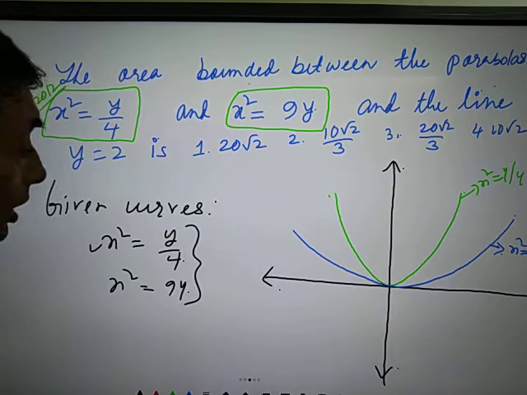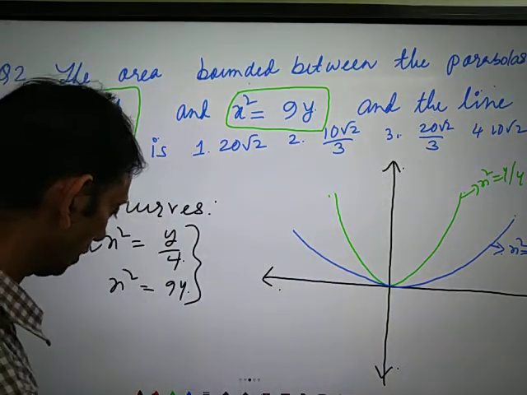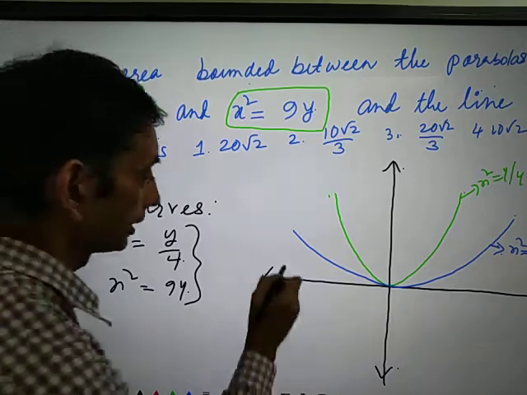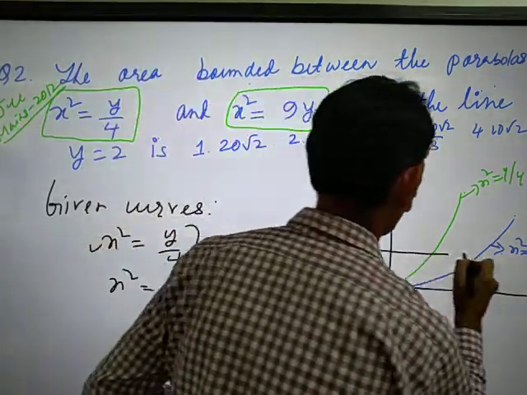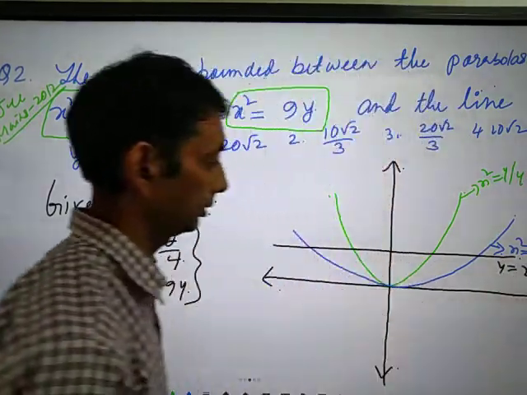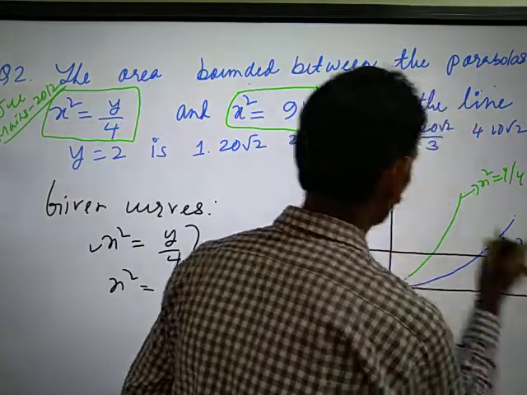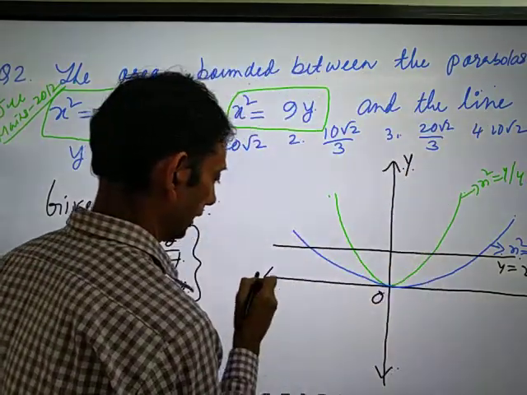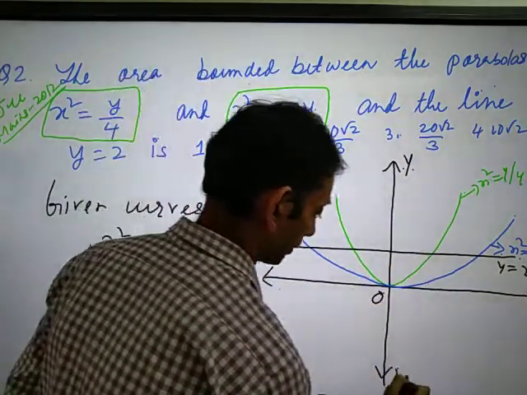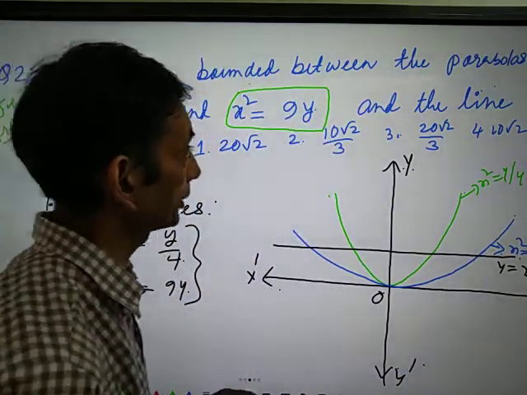Now next part, and the line y is equal to 2. So we'll just draw the y is equal to 2 line. This is y is equal to 2, which is parallel to x-axis. This is ox, this is oy, and this is x dash, y dash. Fine. Now we need to find the area between the parabolas.